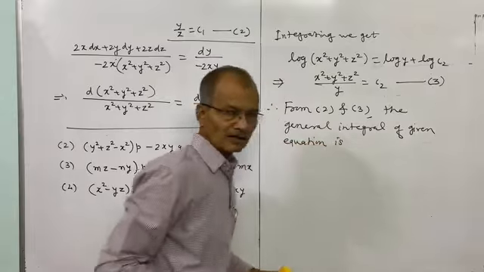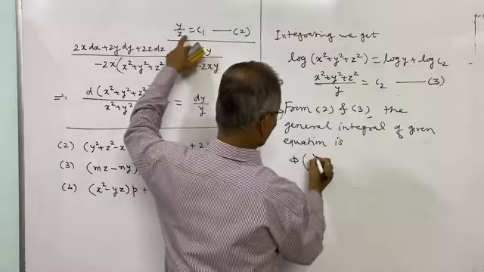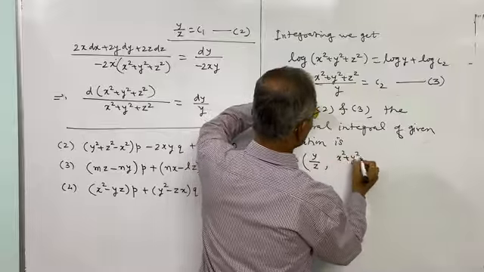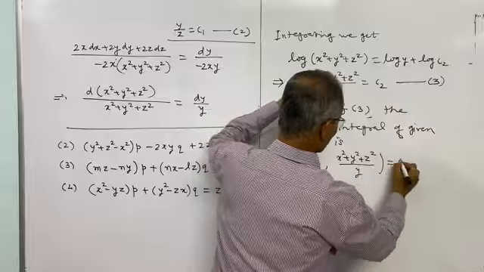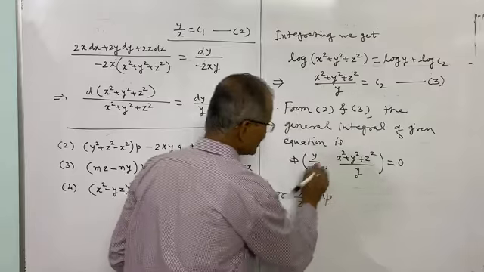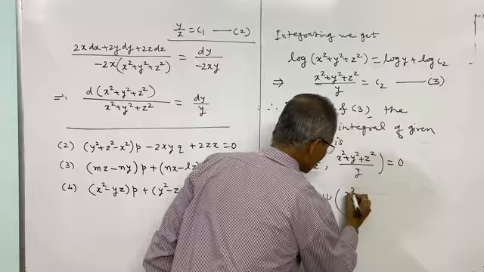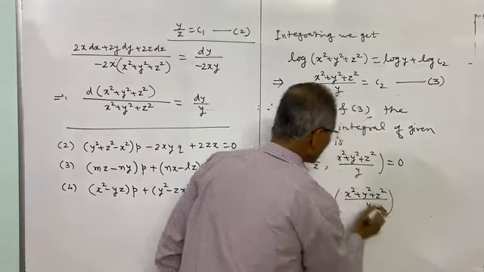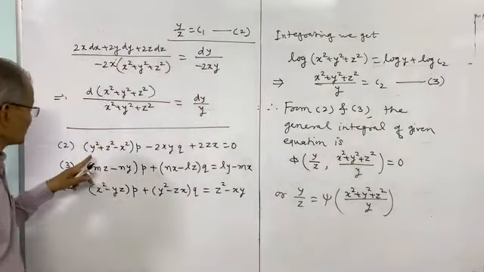The required general integral is phi of y by z and x square plus y square plus z square divided by y is equal to 0, or that may also be written as y upon z is equal to psi of x square plus y square plus z square. These are arbitrary functions, so we have to write the solution in this form. So thus this completes the solution of second.